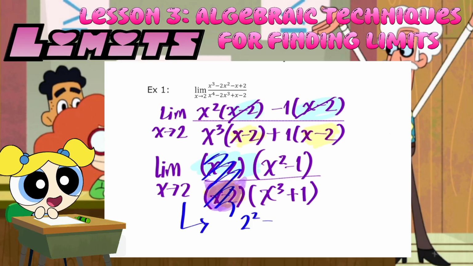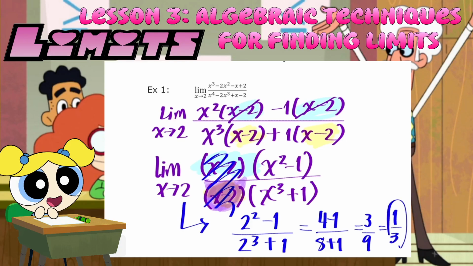2 squared minus 1 over 2 cubed plus 1. That's going to be 4 minus 1 over 8 plus 1. 3 over 9 reduces down to 1/3. So I get the answer of 1/3. So I hope that this was helpful. This was a messier example a bit, but usually they're pretty straightforward.